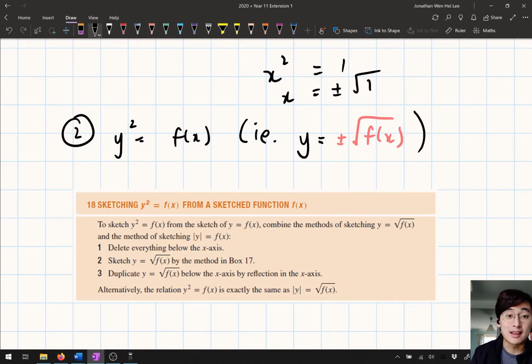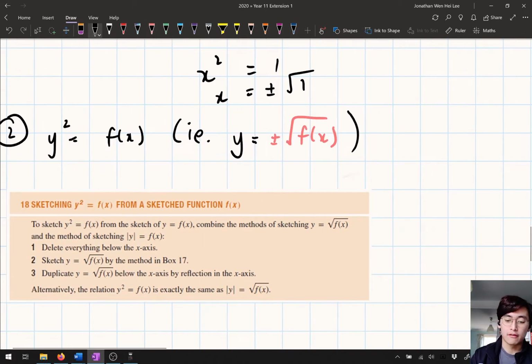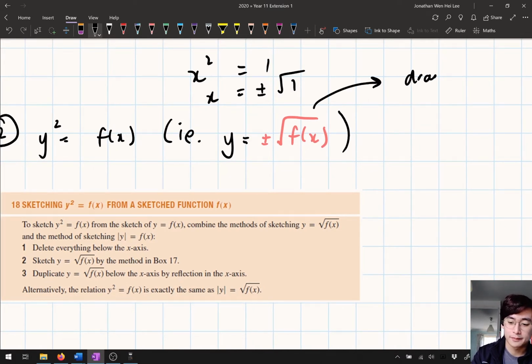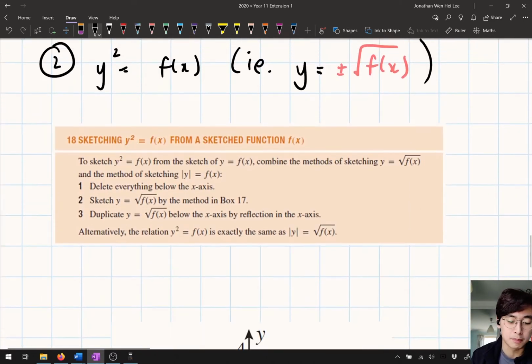What this means is basically, we draw the square root function of f of x, draw this, and then we flip it about the x-axis, so flip it on the other side and mirror image it, and just add that on top. That's all we do. So that's what I think this box is going to tell us.